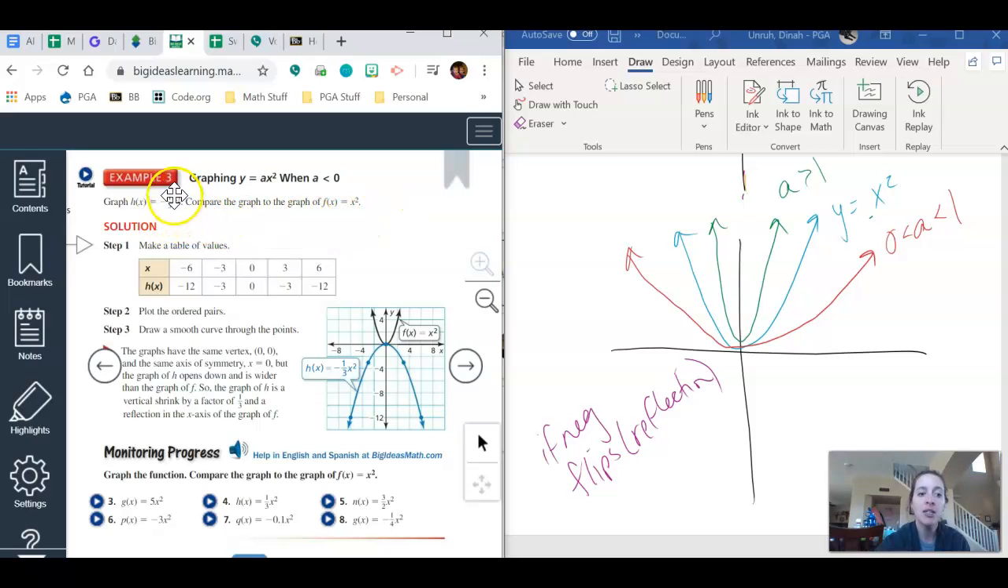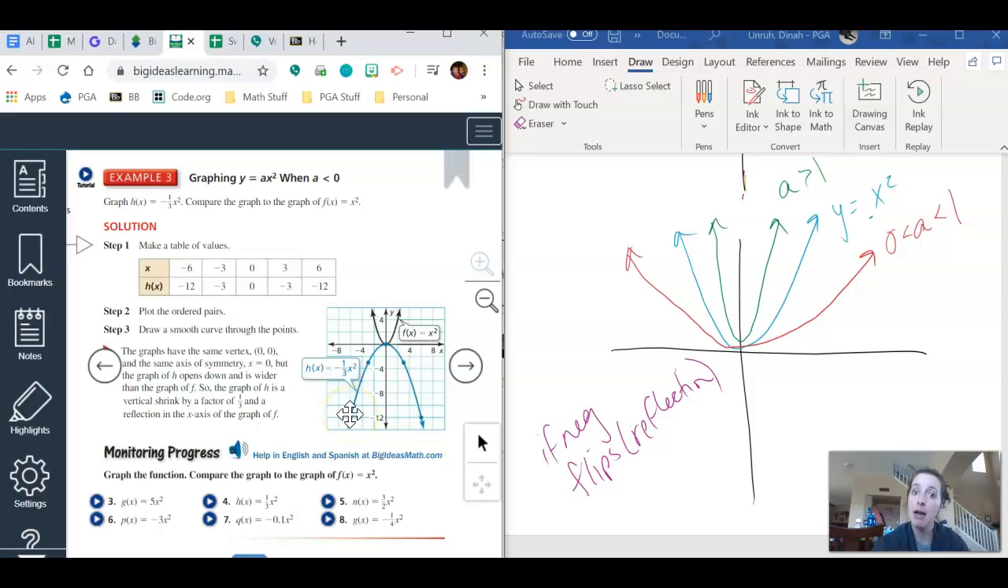So first thing I notice is that this is a fraction, which means it's going to be smushed a little bit. It's going to be like short and fat. I also see that it's negative, so it's going to not open up, but it's going to open down. Okay, so we came up with our list of points, or we used Desmos, and we see here's the parent function in black. Again, it's a little bit shorter and fatter, and it's reflected.